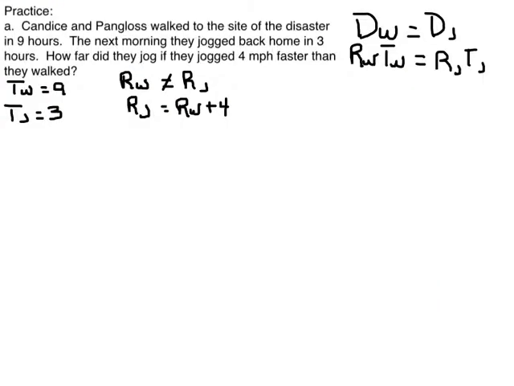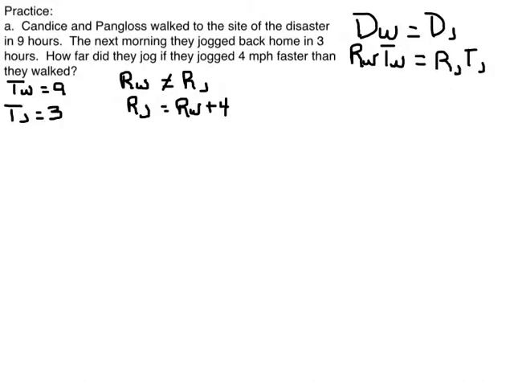Candace and Pangloss walked to the site of the disaster in 9 hours. The next morning they jogged back home in 3 hours. How far, that's distance, did they jog if they jogged 4 miles per hour faster than they walked?